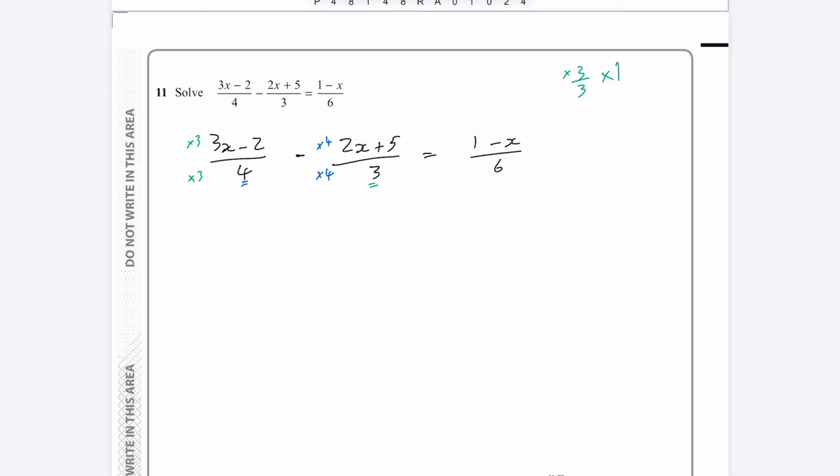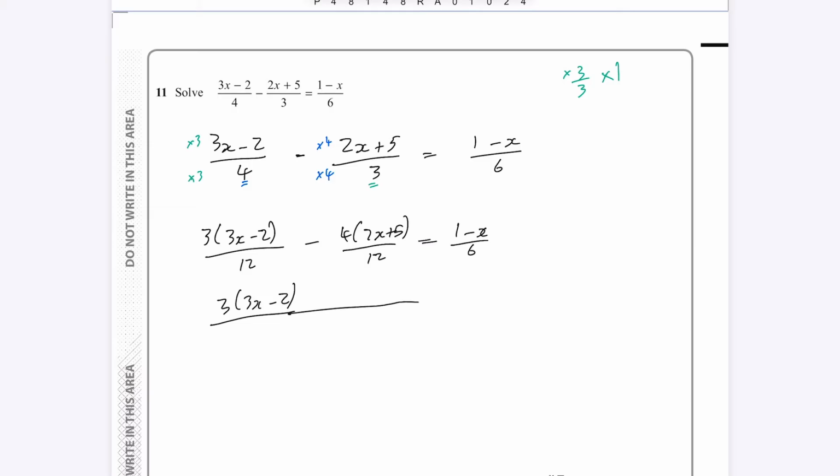It makes no difference. So this now becomes 3 bracket 3x minus 2 over 12 minus 4 bracket 2x plus 5 over 12 is equal to 1 minus x over 6. And now this can be written as 3 bracket 3x minus 2 all over 12, because the denominators are the same, minus 4 bracket 2x plus 5 is equal to 1. And now what we can do is move this over to that side by multiplying by 12, and that means we're left with no denominator.